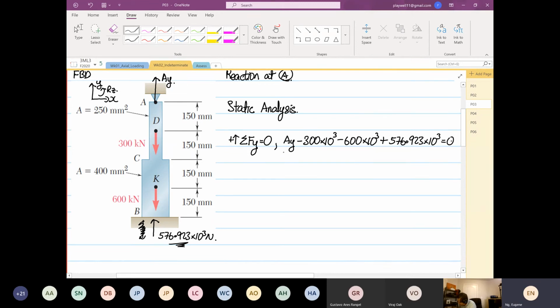So therefore, AY will be equal to 900 minus 576.923, which is 323.077 times 10 to the power 3 Newton.